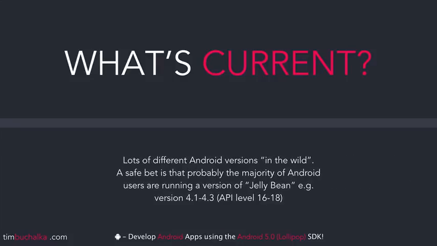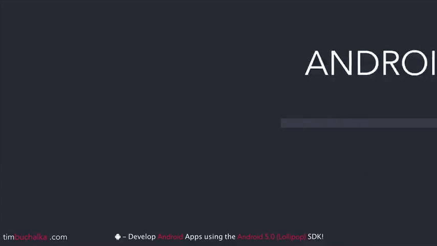Okay, so what's currently in use? Well, there's lots of different Android SDK versions in the wild out there. A safe bet is that probably the majority of Android users are running a version of Jelly Bean, which is versions 4.1 through 4.3, which is API level 16 to 18 currently, or that or higher. Now, this becomes important later on when we start talking about targeting.